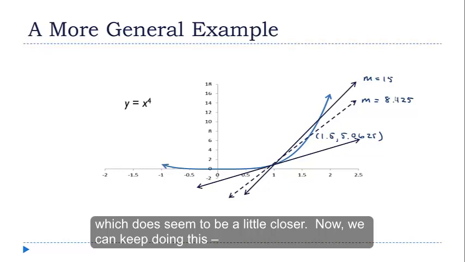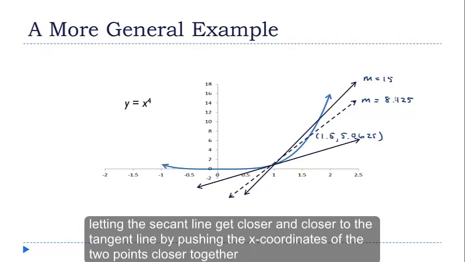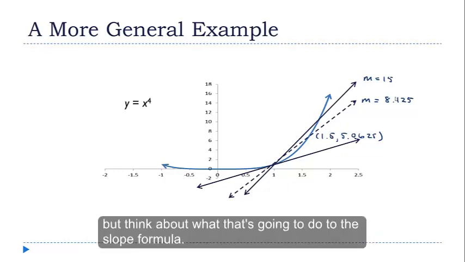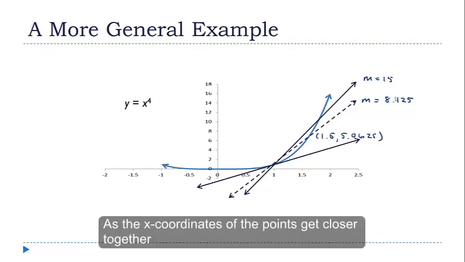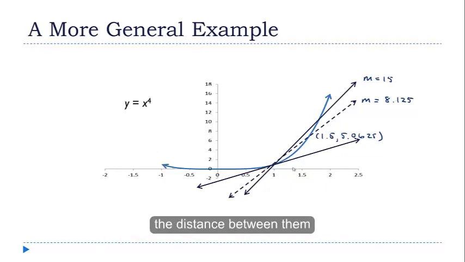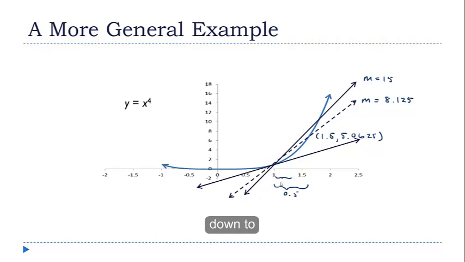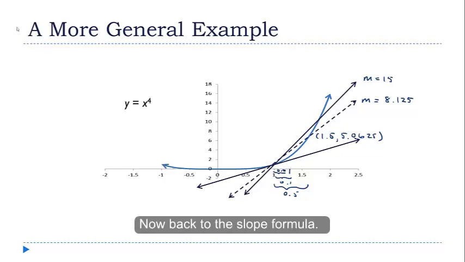Now, we can keep doing this, letting the secant lines get closer and closer to the tangent line by pushing the x-coordinates of the 2 points closer and closer together. But think about what that's going to do to the slope formula. As the x-coordinates of the points get closer together, the distance between them gets smaller. For example, 0.5 down to 0.1 and 0.01 and so forth.